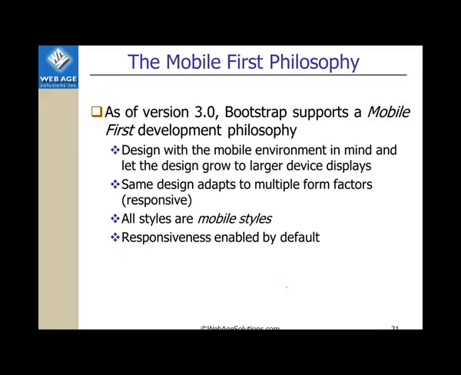As of version 3, Bootstrap supports mobile-first development, meaning that they target primarily mobile environments. So that's a key factor. And many elements, the way you can see them on bigger desktop browsers, are not particularly appealing. They kind of span the whole page unless you put them in a grid. So Bootstrap allows you to partition and create different sections on the page where you can put your components, which would be flexible and comply with responsive web design principles. And so all the styles are mobile styles, and responsiveness is enabled by default.